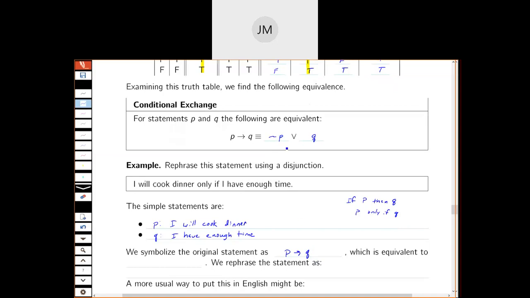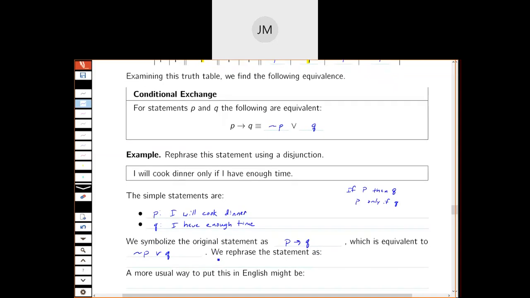We just said a second ago that that's equivalent to not P or Q. So I can write that in words. Not P, I will not cook dinner. Okay. Or Q, I have enough time.